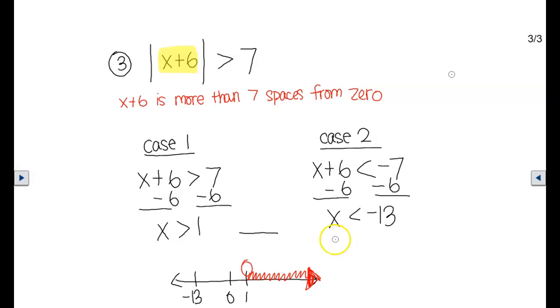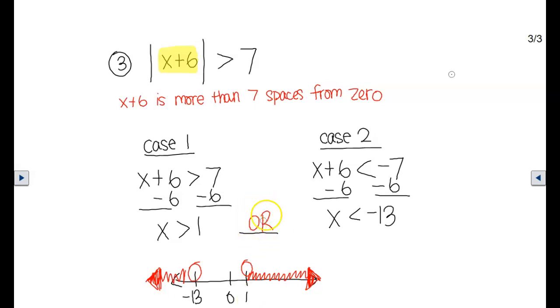Okay, now let's put x is less than negative 13 on here. Less than negative 13 would have an open circle on negative 13, and then the shading would go to the left side of that negative 13. So what does that look like to you? Is that a car bumper or is that airplane wings? Well, that appears to be airplane wings, so this should be an or.